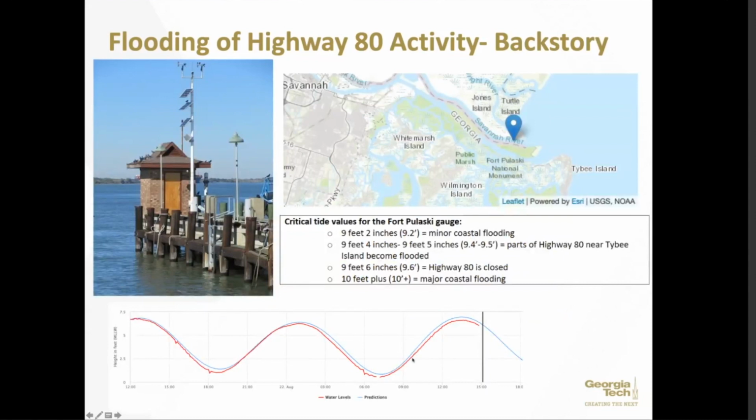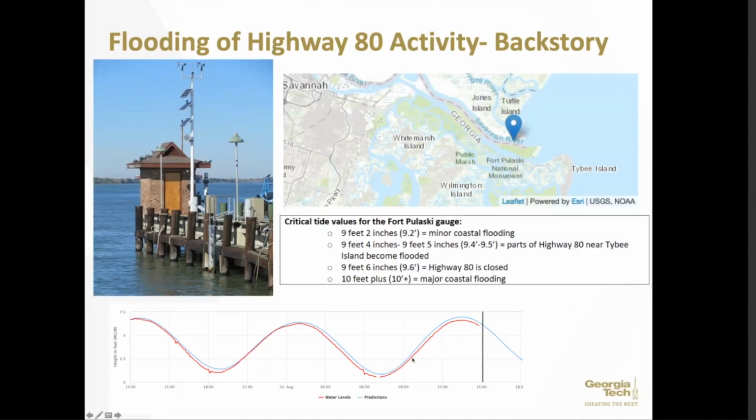But before looking at any data, first students have to learn background information about the area under investigation, including that US Highway 80 is the only road connecting the Savannah metro area with Tybee Island, and it crosses marshes, rivers, and other low-lying areas. During times of coastal flooding, the highway can flood and become impassable, cutting off residents and visitors on Tybee from emergency services, creating a potentially devastating situation.